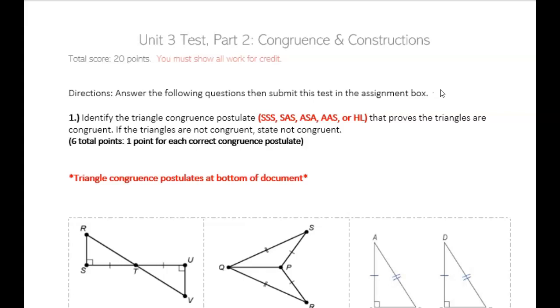This video should be used to help you answer the questions on the test. You should pause the video after you answer each question. So pause the video and you can answer your question, then come back and resume.